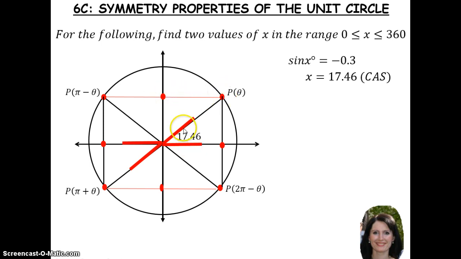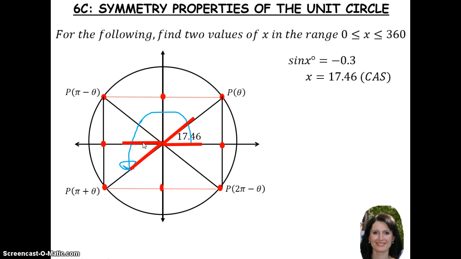So I want to take that angle and put it into the third and fourth quadrant, because I know that that's where I'm going to get a negative sine value. So first of all, I'm going to put it into quadrant 3. And as you can see, if I was to go all the way around the circle from 0 all the way around to my pi plus 17.46, that's the angle I'm talking about. So I can get negative 0.3.